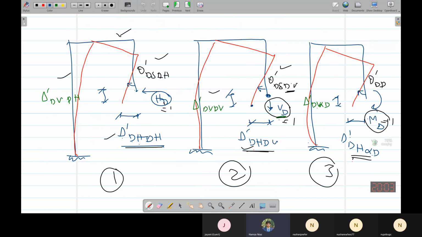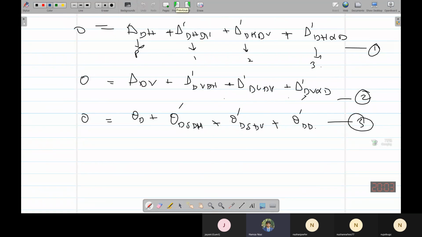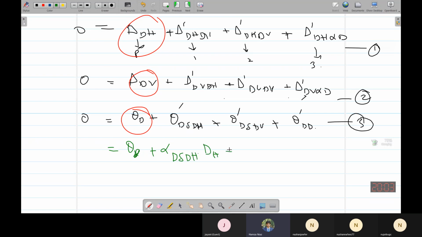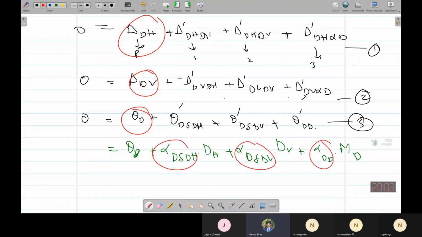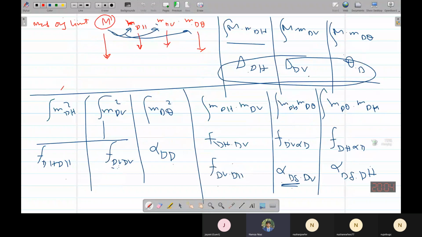So we'll place them back in this equation. 12 unknowns. 1, 2, 3, and we can expand them like this. Theta d plus alpha d delta dh into dh plus alpha d delta dv into dv plus alpha dv into md. So we'll get like this one, this one, this one, and similarly we'll get flexibility for all of these, from these tables.